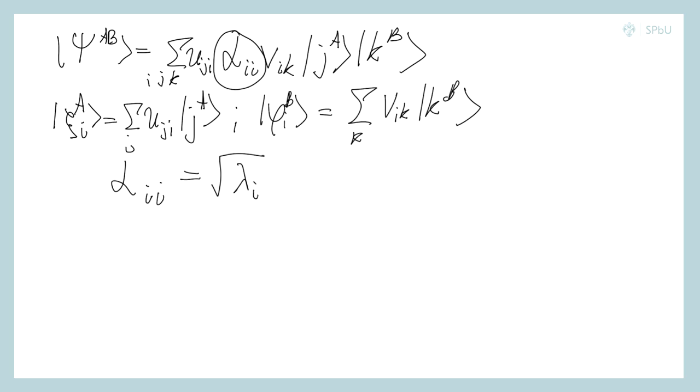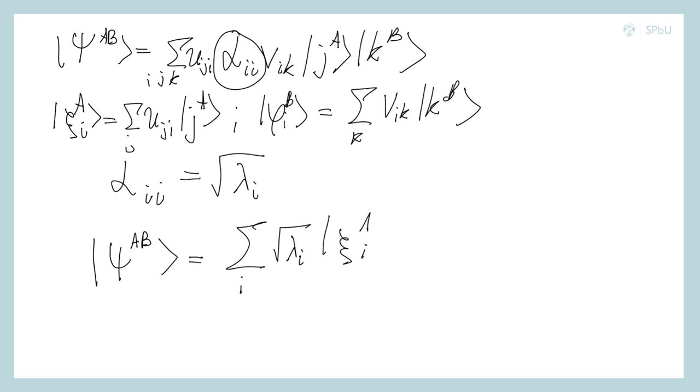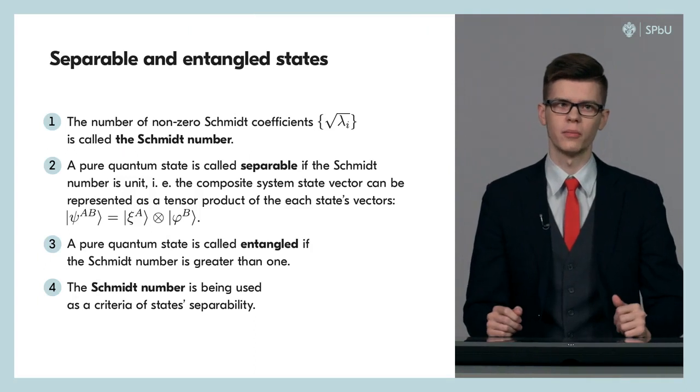And what have we got now? Actually, we've got the statement of the Schmidt theorem, or the Schmidt decomposition. So psi AB equals the sum over i of square root of lambda i xi i A phi i B. This completes the proof. So we have the Schmidt theorem proved.